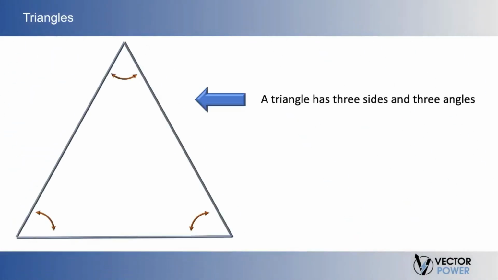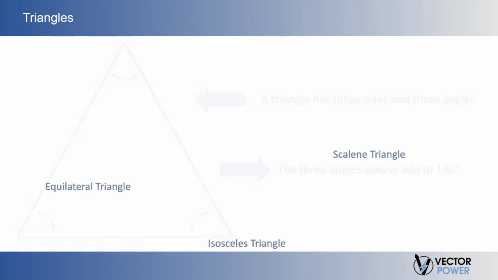A triangle has three sides and three angles. The three angles always add to 180 degrees. There are three special names given to triangles that tell us how many sides or angles are equal.